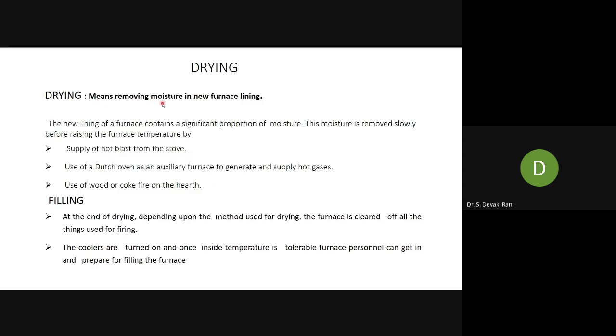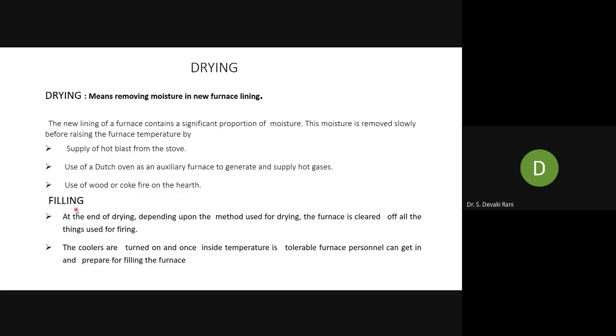Drying means removal of moisture in a newly lined blast furnace. We dry the blast furnace by supply of hot blast from the stove, or use of a Dutch oven as an auxiliary furnace to generate and supply hot gases to dry the furnace, or use of wood or coke fire in the hearth. So you can also dry the furnace lining.